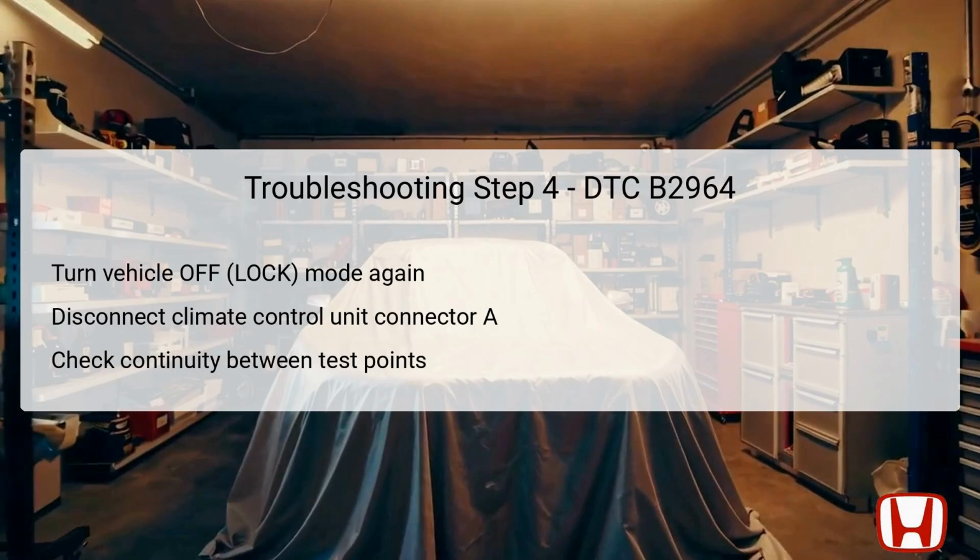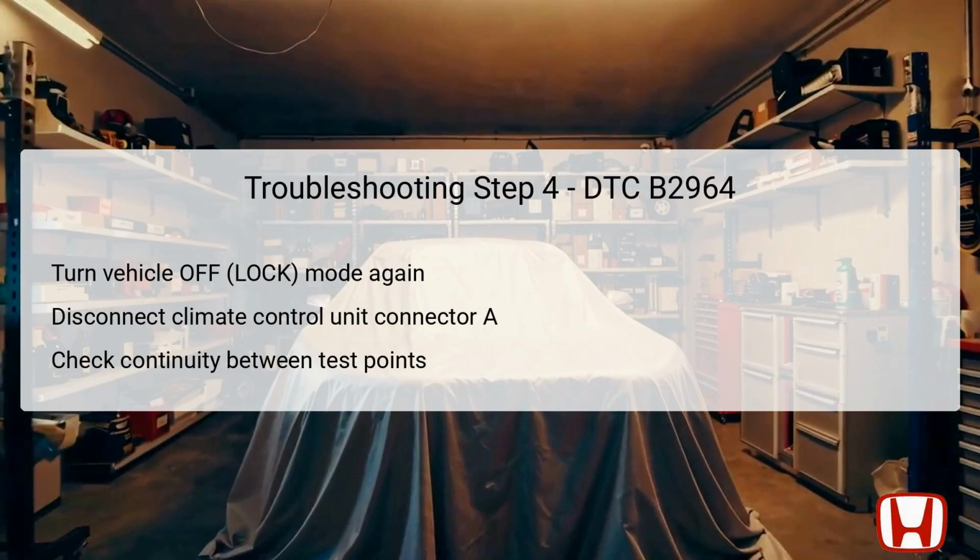Keep in mind that continuity checking should happen with both the climate control unit connector and the climate control panel connector in a disconnected state. Use a multimeter to measure continuity between point number 129 of the climate control unit connector and the vehicle body ground. If continuity exists, it indicates that the wiring has a short to ground issue that needs to be addressed.